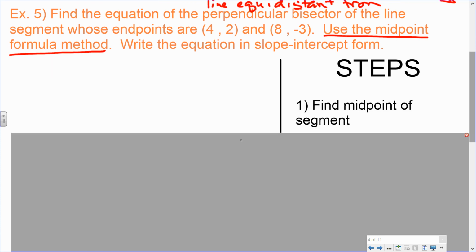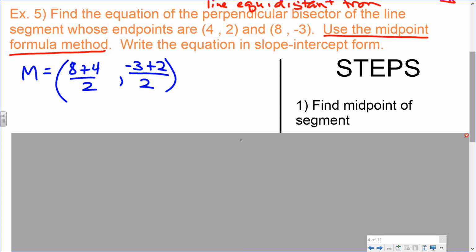So first thing is we need to find the midpoint. Somebody remind me, how do I get the midpoint between those two given points? Jack, just tell me what to write down. 8 plus 4 divided by 2, and then 6, and then negative 3 plus 2 divided by 2. So we're getting the average x and the average y, so we add them and divide by 2. And so what does that mean my midpoint actually is going to be? Anna? 6, negative 1/2. So there's our midpoint.